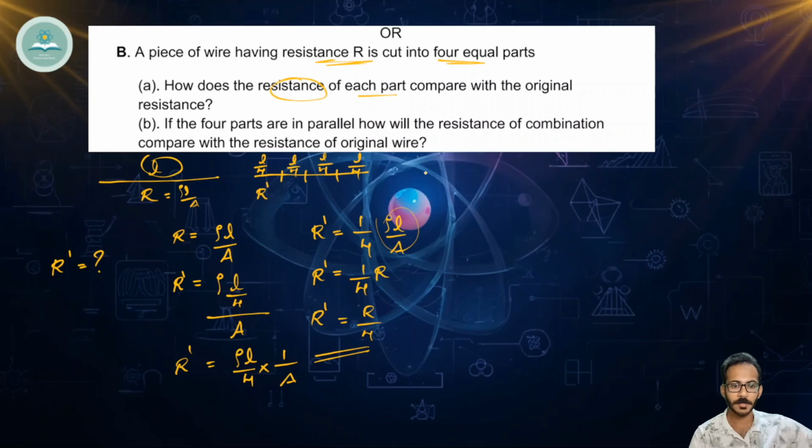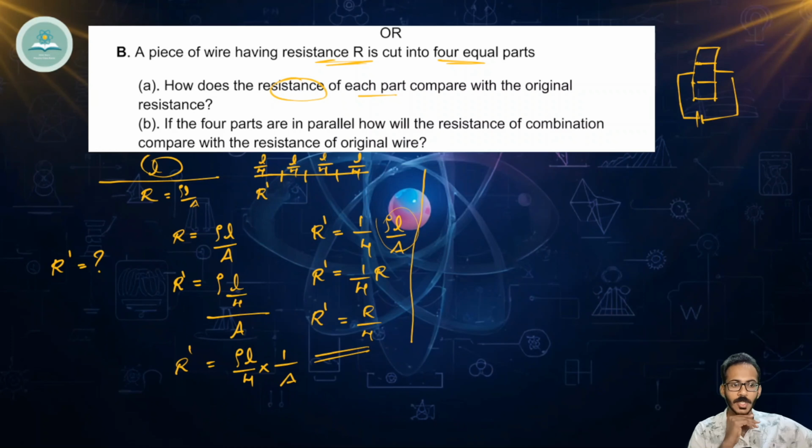Now let's see the second part. The second part of the question is, if the 4 parts are in parallel, how will the resistance of the combination compare with the resistance of the original wire? The resistance of the original wire is already here, that's R. So we have to connect all these 4 parts in parallel: first one, second one, third one, fourth one. All those 4 should be connected in parallel to a cell. Then I should find the resistance of this.